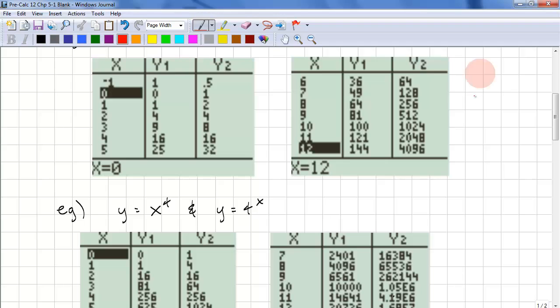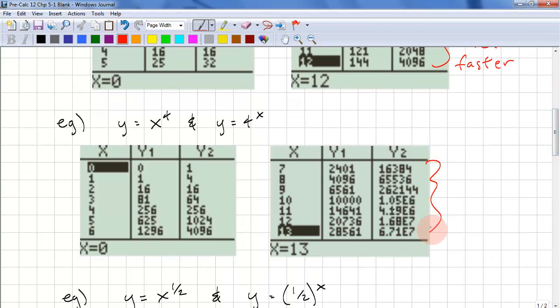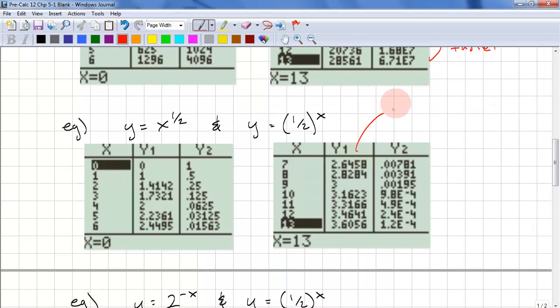And I should add some notes here. This grows much faster. And this one grows much faster. Here we have increasing, and here we have decreasing.